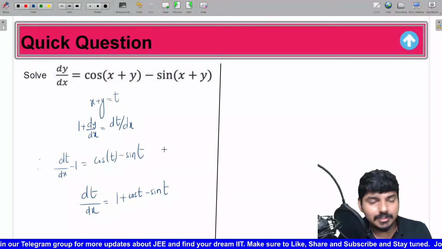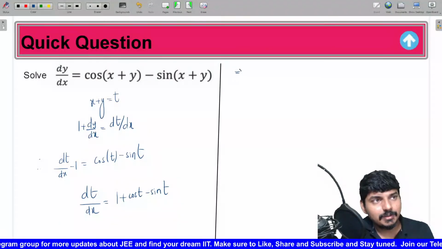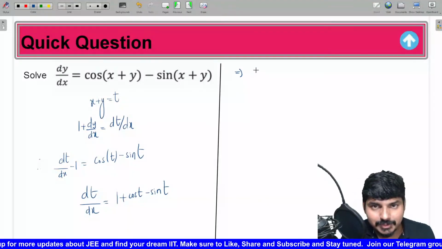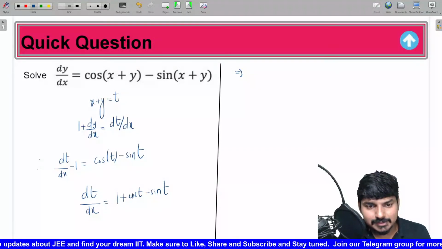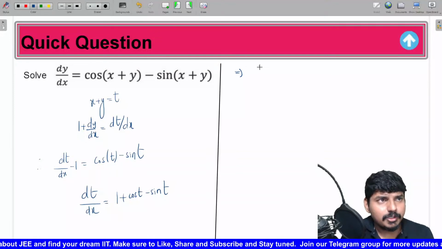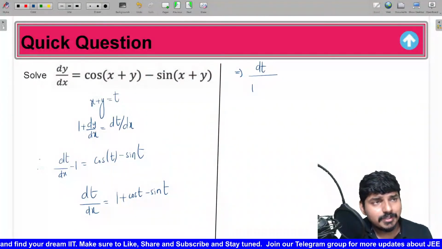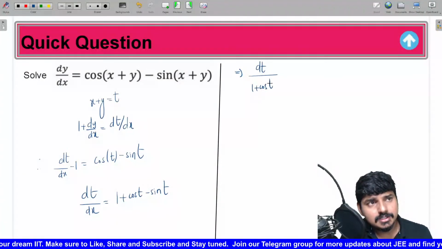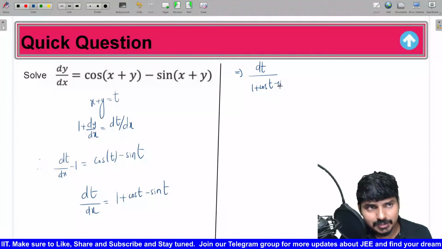Okay, now from here, what you can do is write all the t terms along with dt, all the x terms separately. Yes, we can do that, right? So I'm going to get dt divided by 1 plus cos t minus sin t, right, everyone?